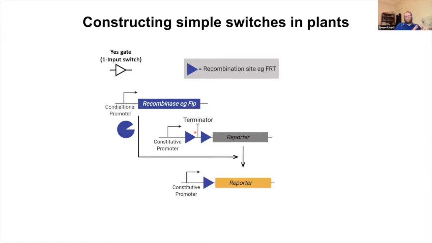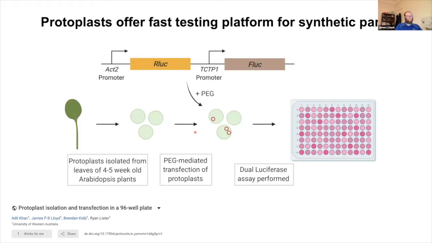So nice on paper, very simple, but first we've got to build this system up. We've got to identify what promoters are useful, what terminators will function in this way, and which recombinases will actually work in our system. So there are a lot of steps that need to be done to build this up. So we moved to a protoplast system. This is a 96-well plate-based protoplast system.